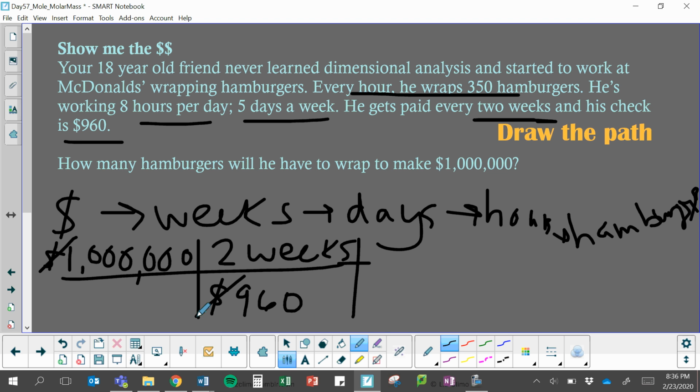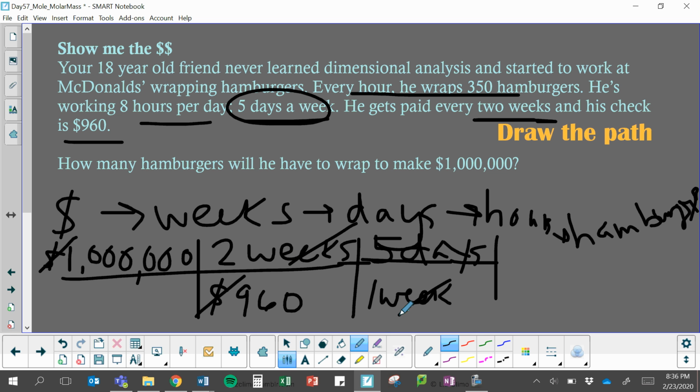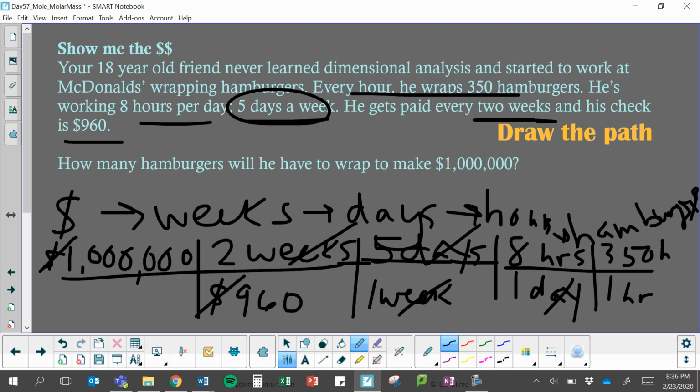We know that in 1 week, he works 5 days. So now our weeks cancel, we're left with days, and we know that in 1 day, he works 8 hours. Our days cancel, we're left with hours, and we know in 1 hour, he makes 350 hamburgers. So our hours cancel, and we're left with hamburgers.